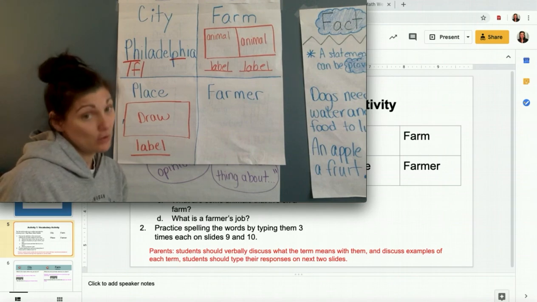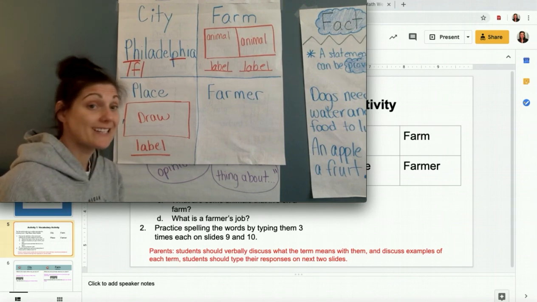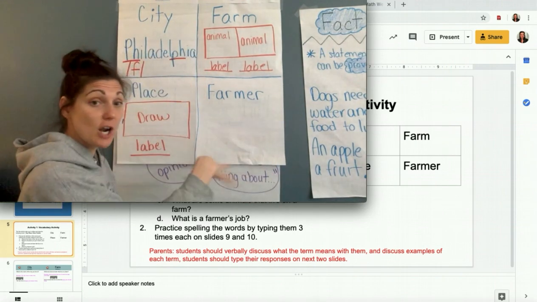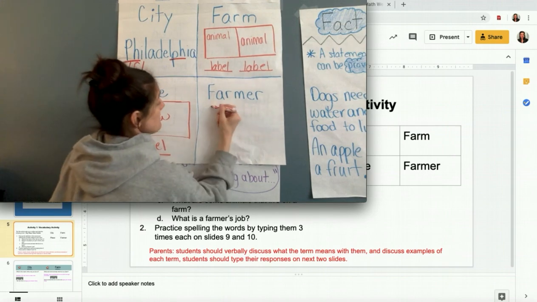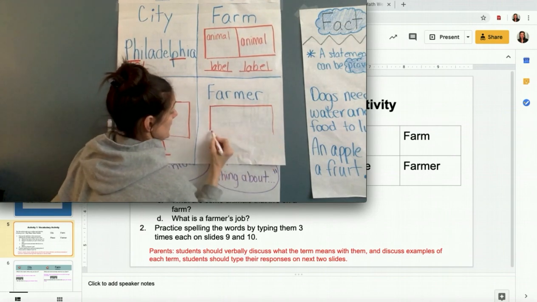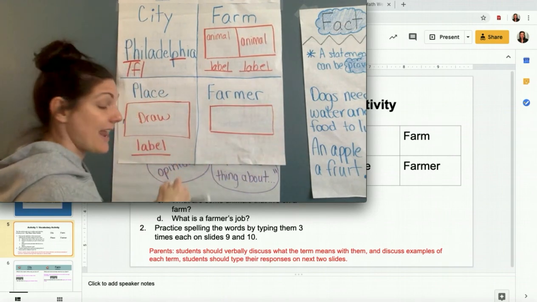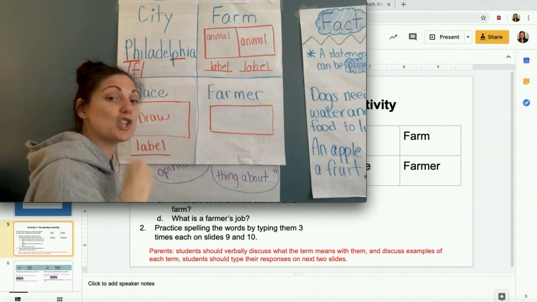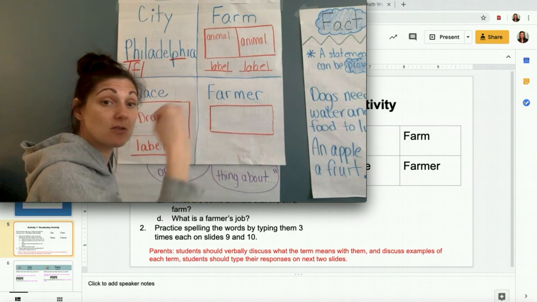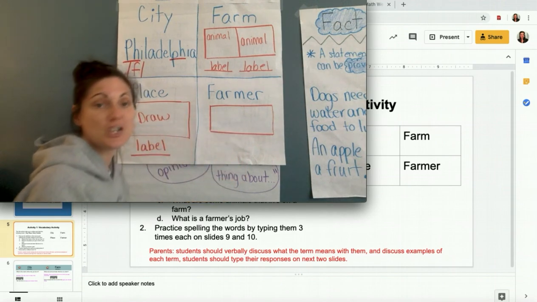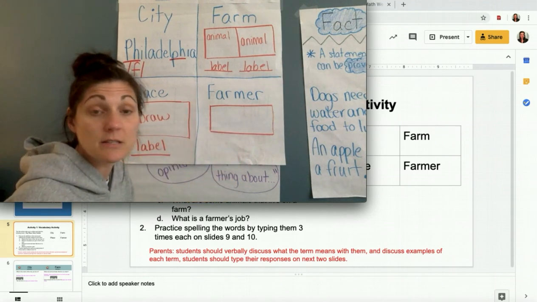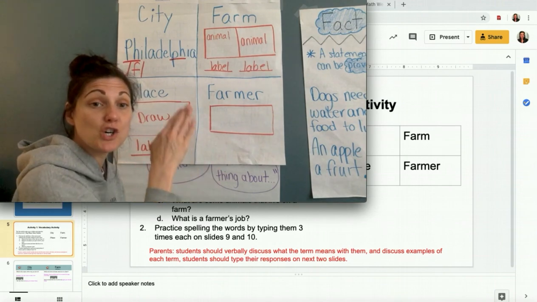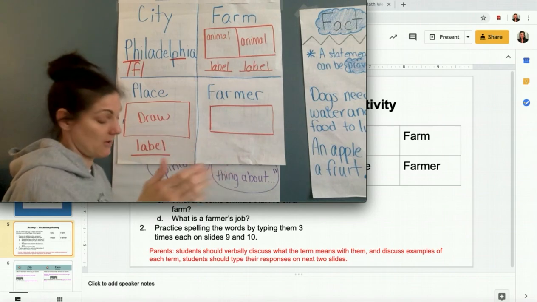You can draw a picture, or you can write a sentence, or you can do both, okay? So you could draw a picture of a farmer doing his job, right? Here's your picture, okay? And if I said to you, what is a farmer's job? You want to turn that question into a statement to start your sentence. You're not just going to say milking cows, because that's not a complete sentence. You would say a farmer's job is milking cows.